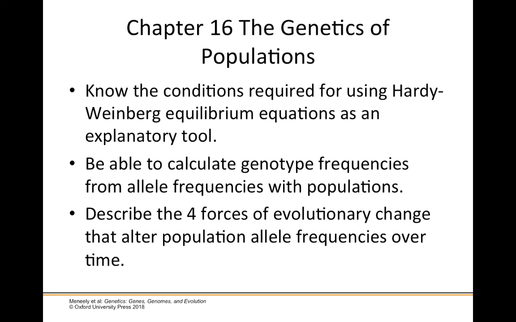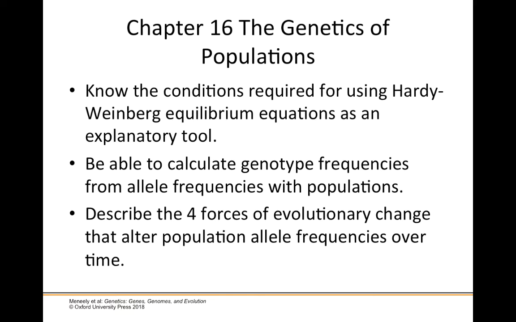Okay, this is a screencast for Bio 234 Genetics, dealing with population genetics, which is the next section in the syllabus. So the things that hopefully you will be able to do and know by the end of this section is know what the conditions are that are required for using Hardy-Weinberg equilibrium equations as an explanatory tool. You should be able to calculate genotype frequencies from allele frequencies within populations using the Hardy-Weinberg equilibrium equation. You should know the four forces of evolutionary change that alter population allele frequencies over time.